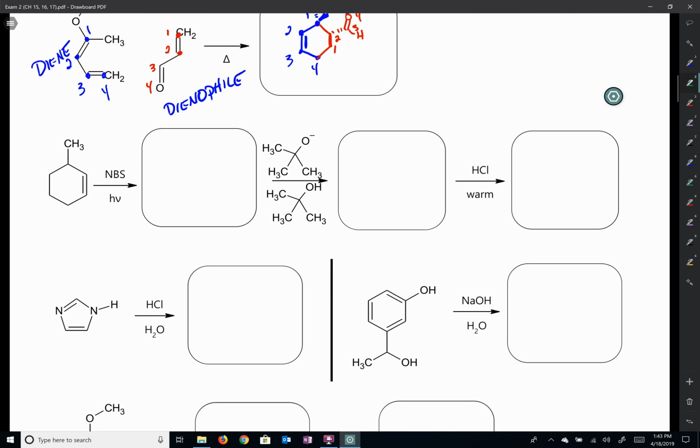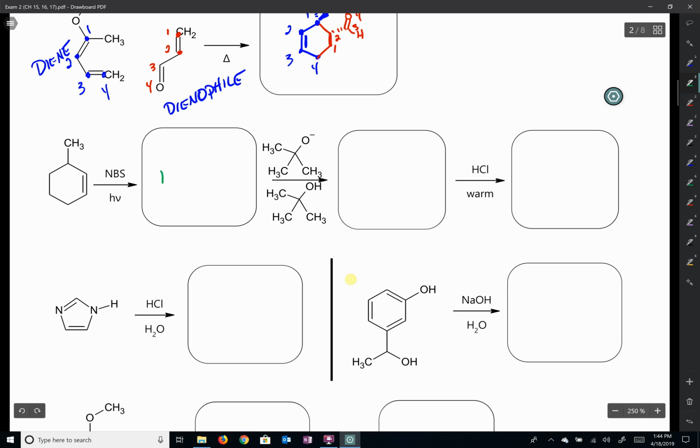Okay, next. So we've got a 6-membered ring with an alkene. We've got NBS, right? This is our allylic bromination. So we're going to add a bromine in the most stable allylic position. It's going to be right there. We throw in some t-butoxide, right? That's our way of making the less substituted double bonds.